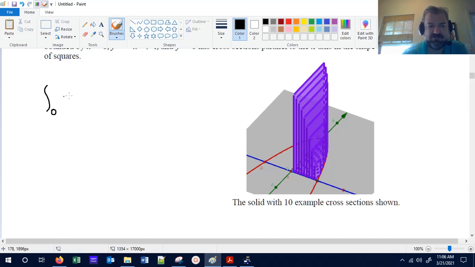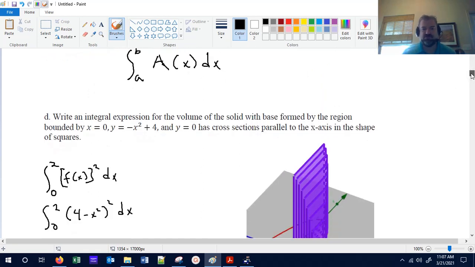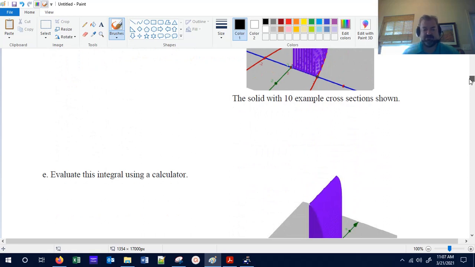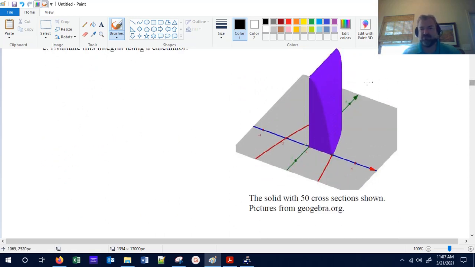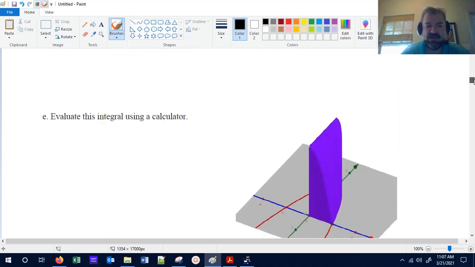We'll be integrating from 0 to 2. Since they're squares, that's going to be f of x squared dx. So the integral from 0 to 2 of 4 minus x squared, squared, dx. That is the formula for the true volume of that solid. And there, I've shown you one with 50 of them. That makes it even more clear what it is. It is asking us to go ahead and evaluate that integral.